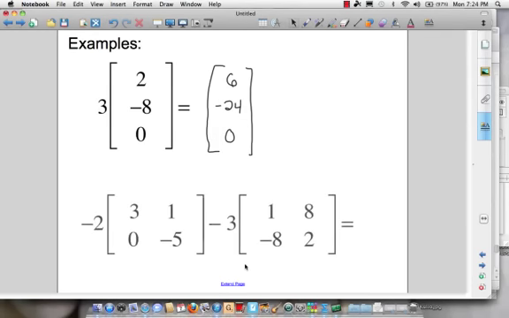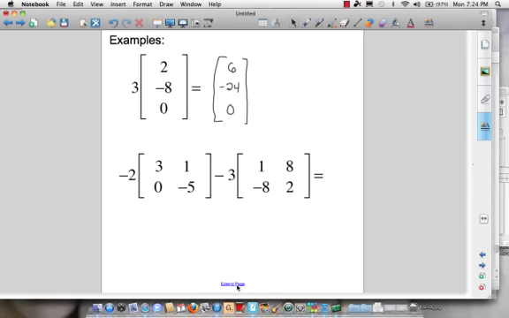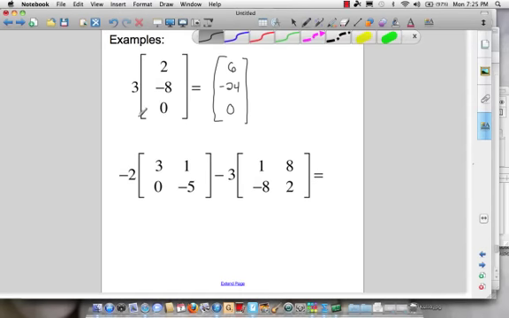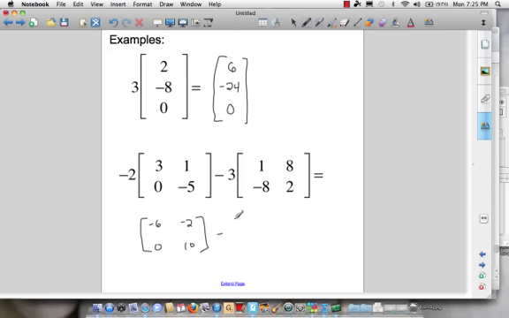Alright, in this next problem, you'll notice we're putting a couple of skills together. So I'm going to do this one in steps. First, I'm going to go ahead and multiply the -2, the scalar, by each entry in the matrix, giving me -6, -2, 0, and +10. And then I'm going to triple everything in the second matrix. 3 times -8 and 3 times 2.